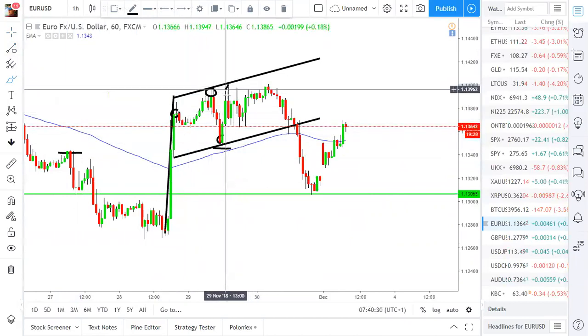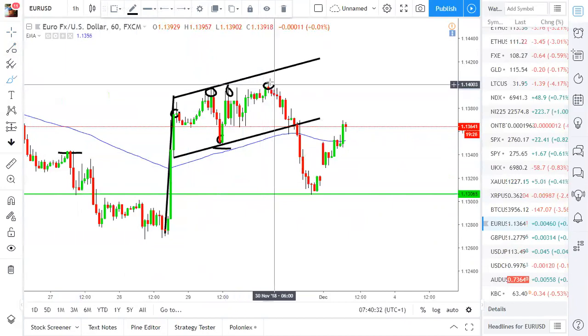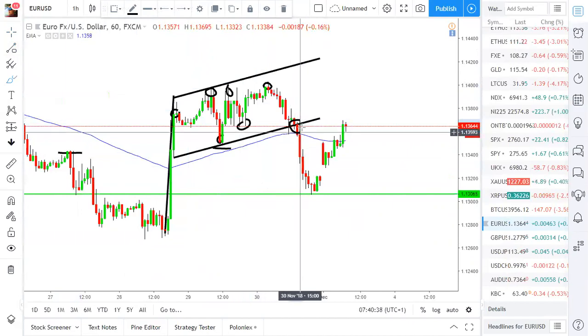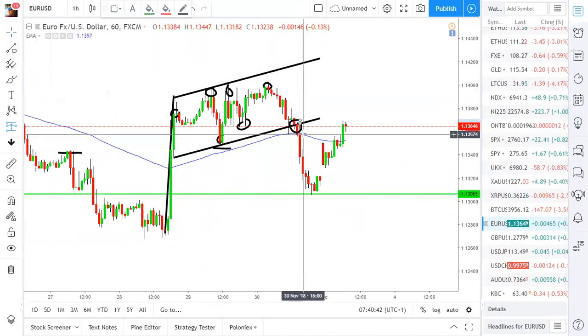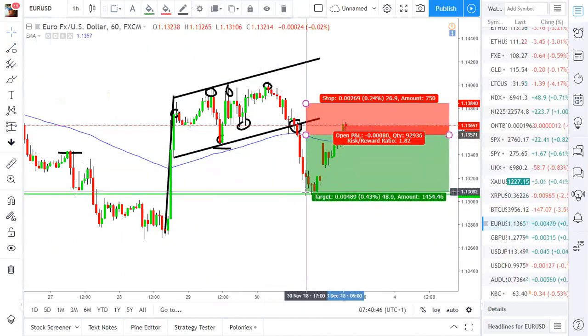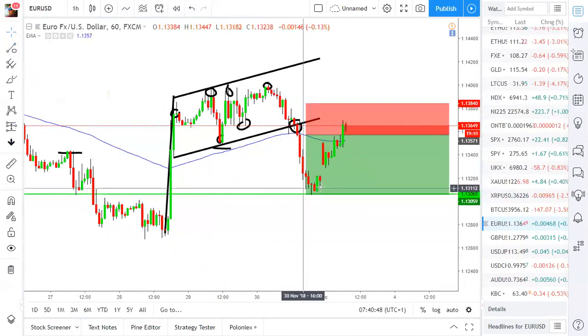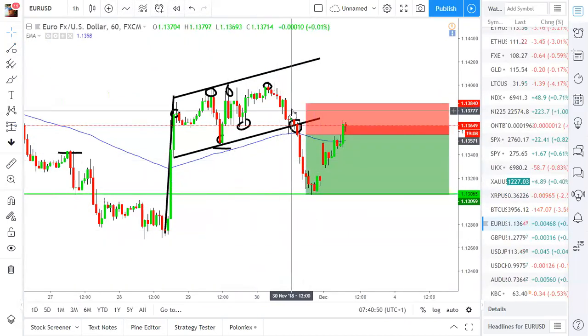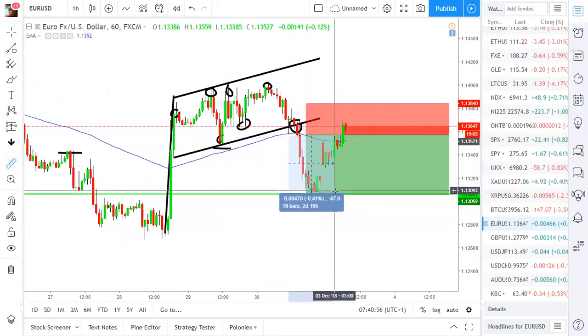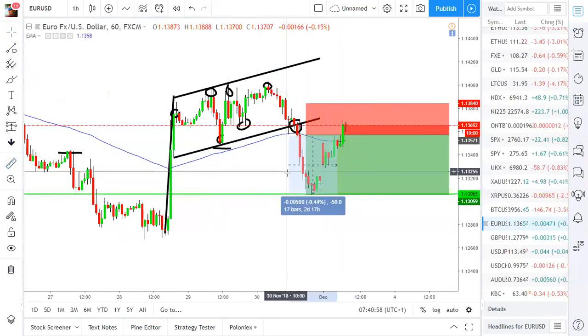But then it kind of just stayed consolidating. It continued to consolidate. And then eventually we had the breakout right here. So our risk reward looked something like this. We got involved right around there. And we did say that the market would come back down to retest this daily level of support, which it did. And we banked a nice little profit there on a Friday evening of about 50 pips.